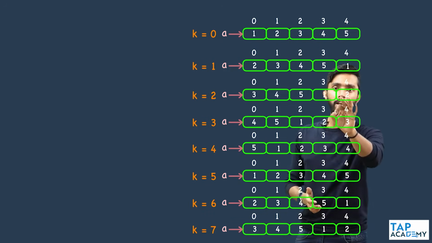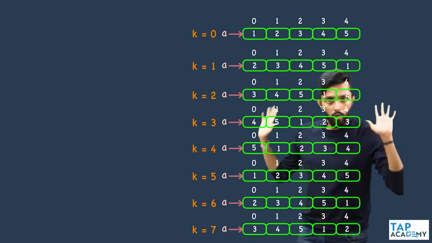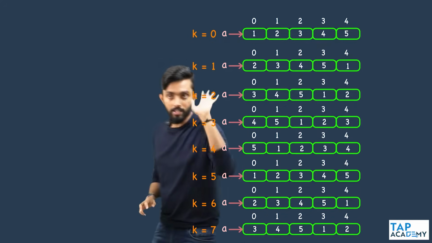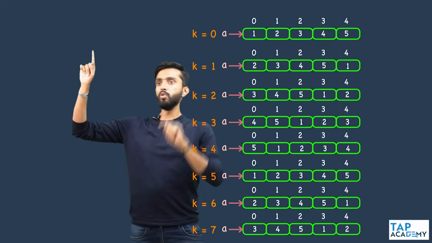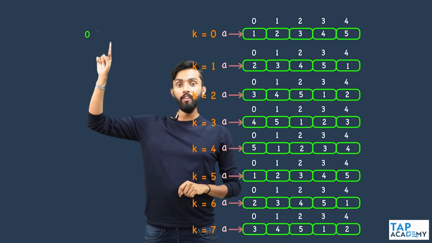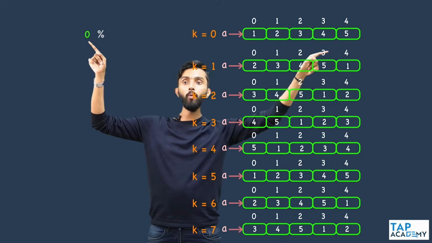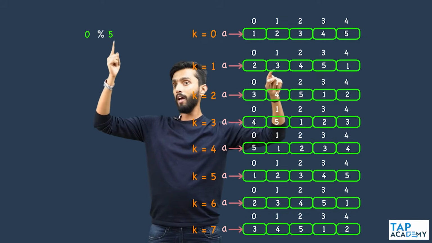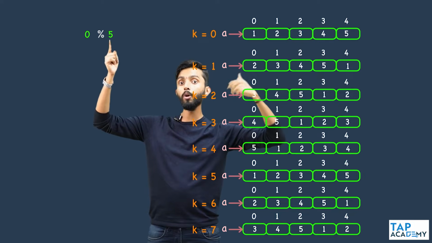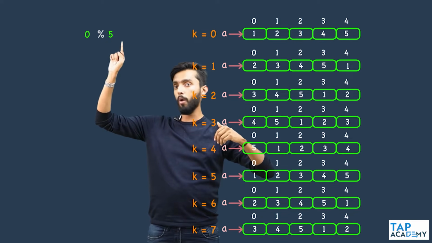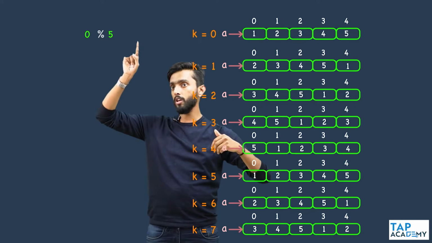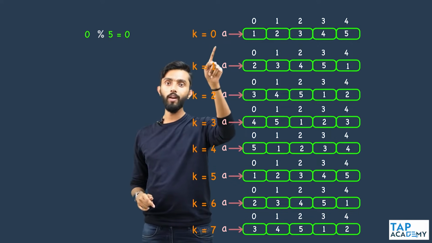If you ask me, it's very easy. All you have to do is look and listen carefully. K value is 0. I am going to divide 0 by the size or the length of my array. What is the length of my array? 5. But I will not use slash, I will use modulo because I want remainder. 0 mod 5. 0 when divided by 5. What is the remainder? 0. Equal to k value only.